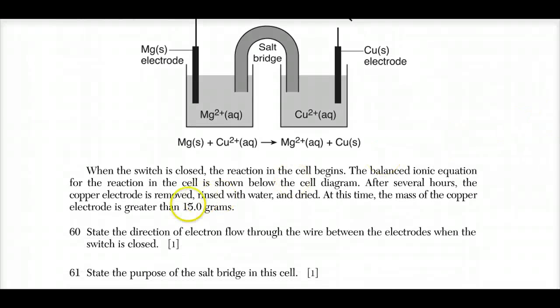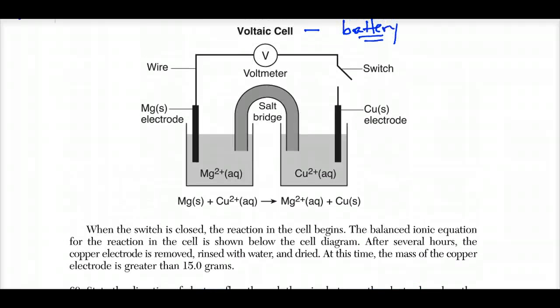Okay, state the direction of electron flow through the wire between the electrodes. Man, they're giving you a lot of hints when the switch is closed. Okay, electron flow through the wire between the electrodes. I'm not saying anything else, but between the electrodes, between the wires. So you should not be mentioning these other parts at all. I want between the magnesium to the copper, or the copper to the magnesium.